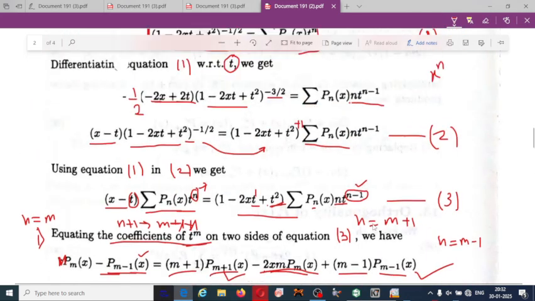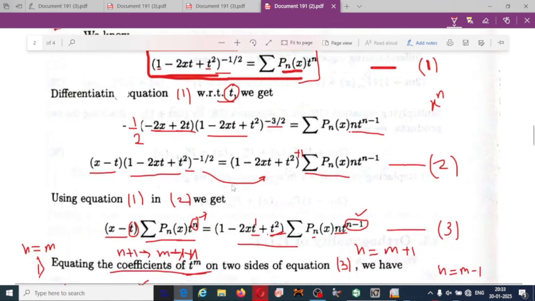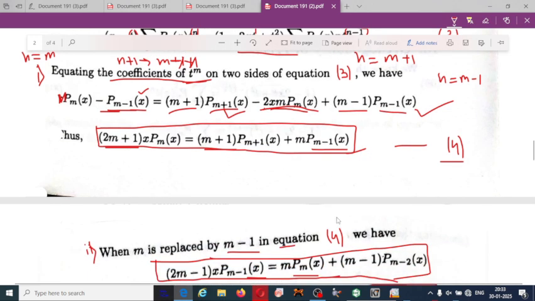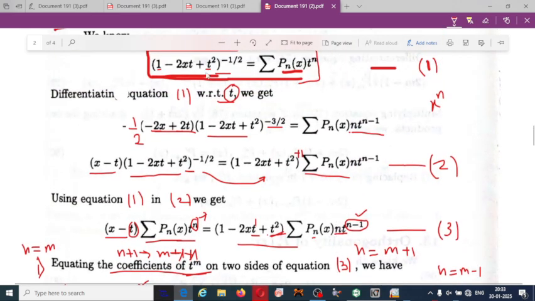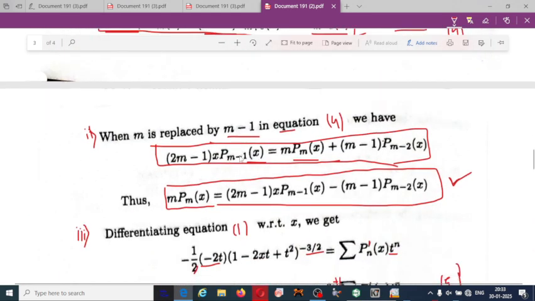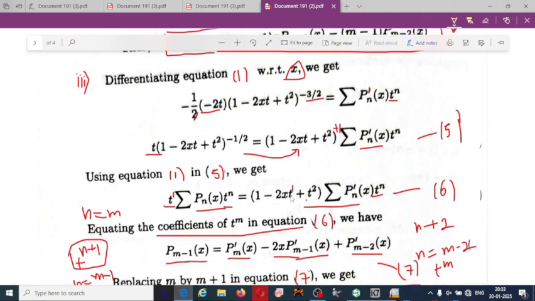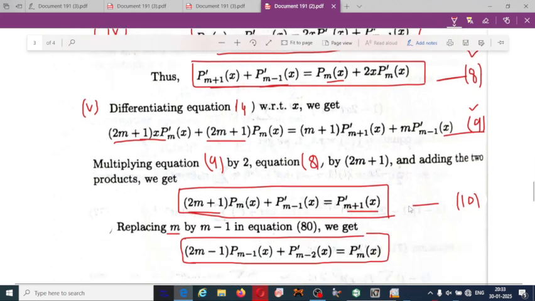So what we have to do? The first thing is to write the generating function of Legendre's function Pn of x, and after writing the generating function we differentiate with respect to x and t. If we differentiate with respect to t, we get two recurrence relations: this is the first and this is the second. Next, we differentiate this generating function with respect to x, and we get the other two recurrence relations, the third and the fourth.